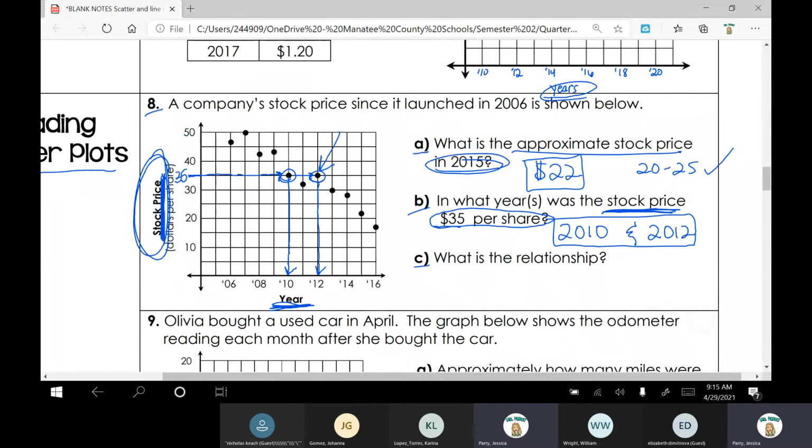Next question. What is the relationship? This is where we identify if it's positive, negative, or none. It helps if you circle all of your points here. Are they going from left to right? Upwards direction is positive, down is negative, and if they're all over the place, then it's none. So what kind of correlation is this one here? Positive, negative, or none for number 8? You can type it in the chat or turn your microphone on.